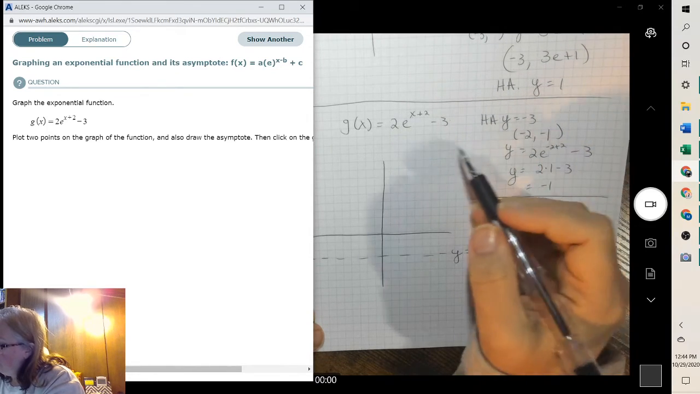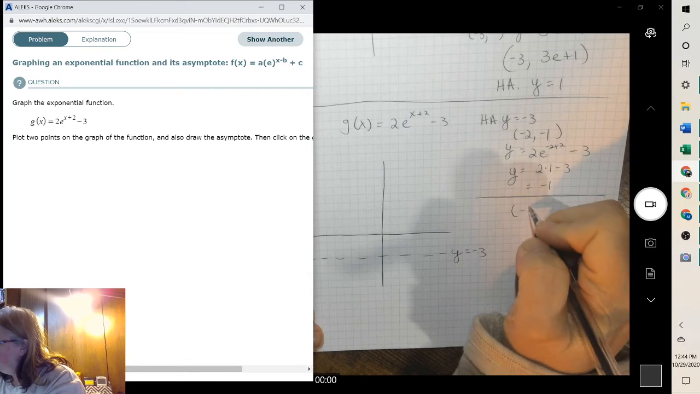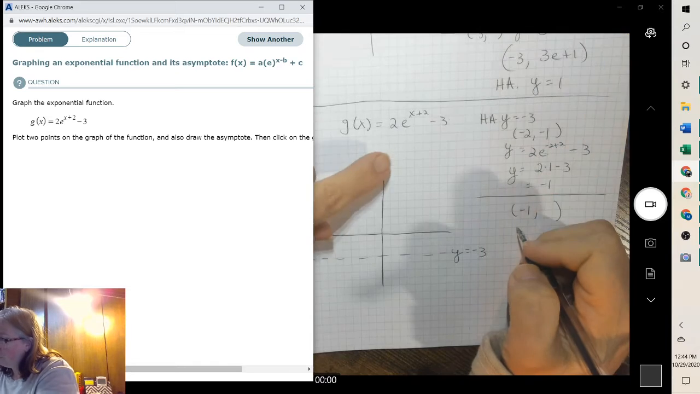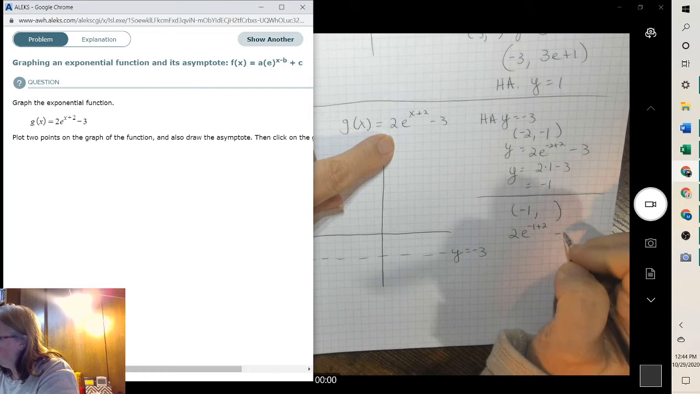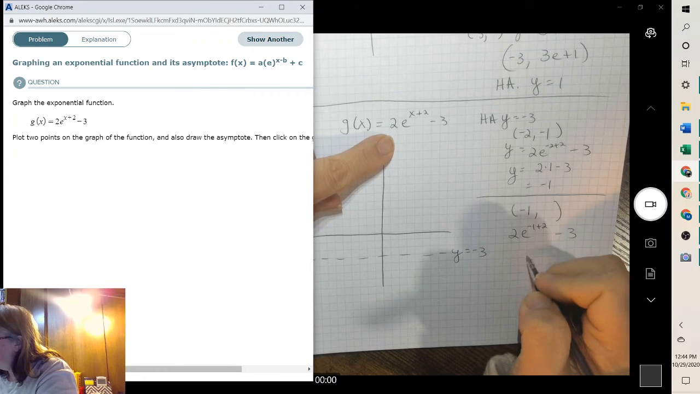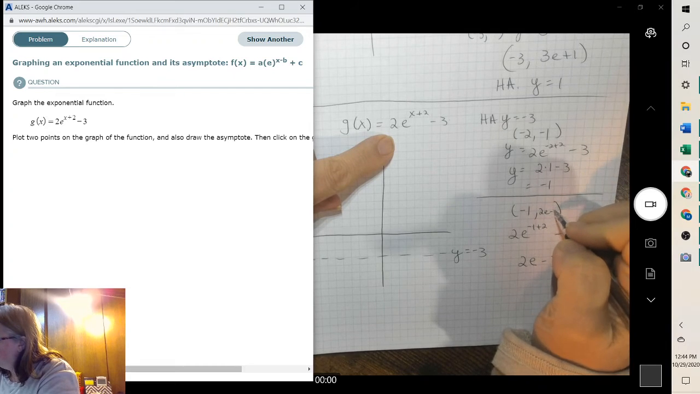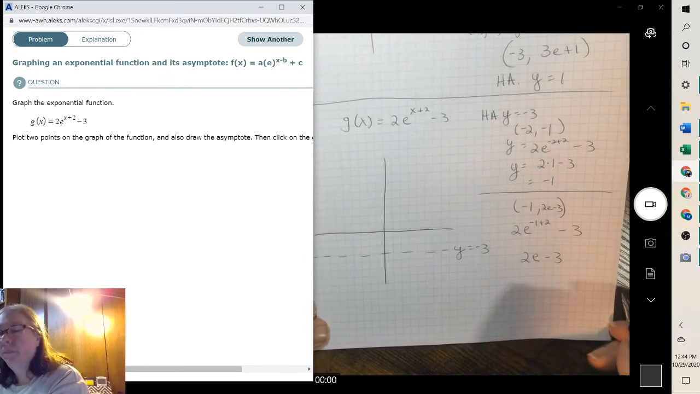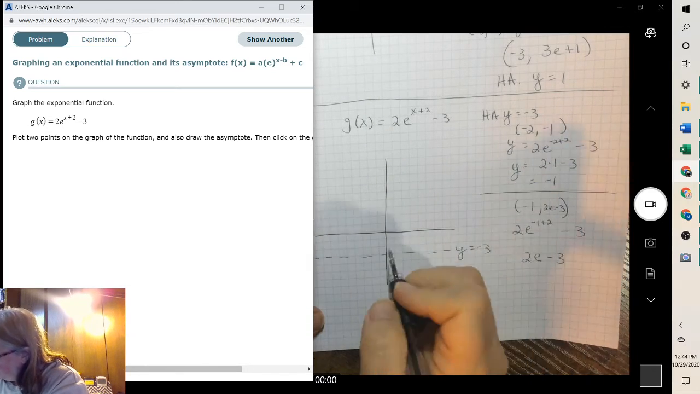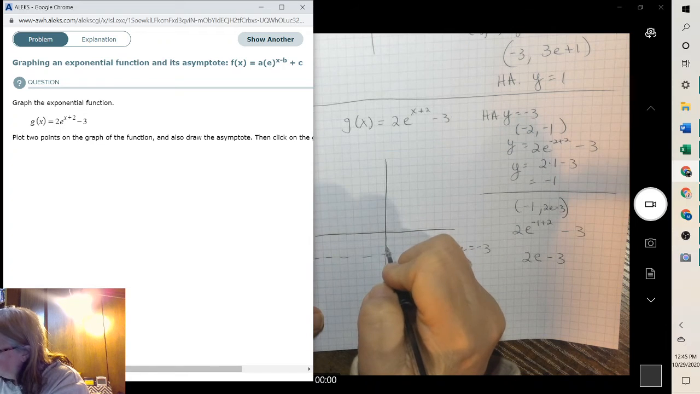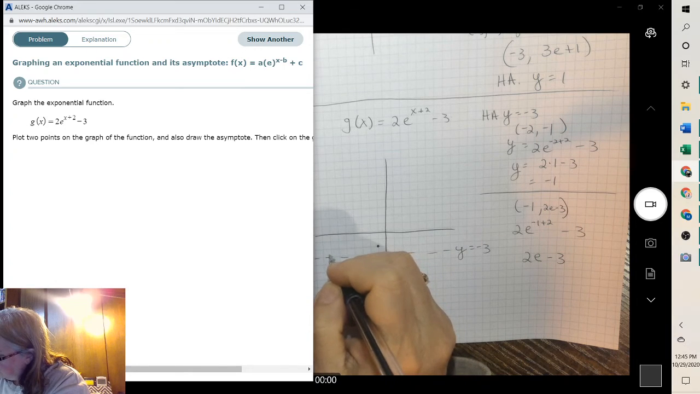Now we want another value that will make this a positive 1. Well, that would be negative 1. So we're going to plug in a negative 1. 2e negative 1 plus 2 minus 3 is 2e to the first minus 3. Plugging in the value, well, at least this one, negative 2. Negative 1 is here. And it's going to go like this.